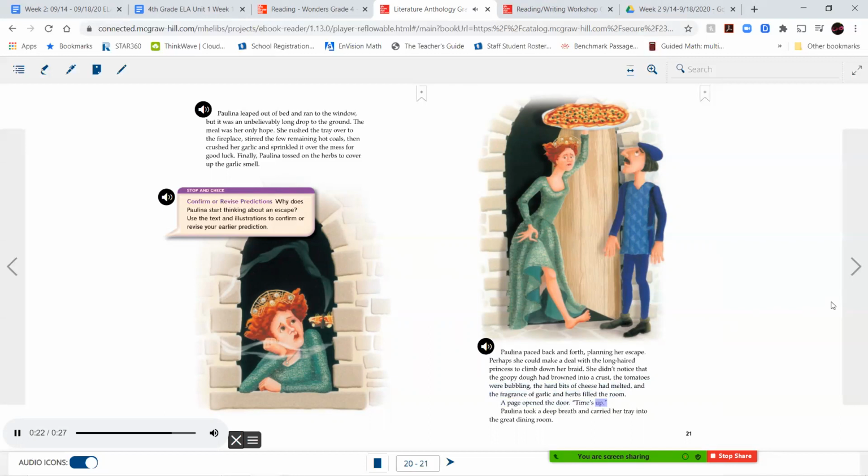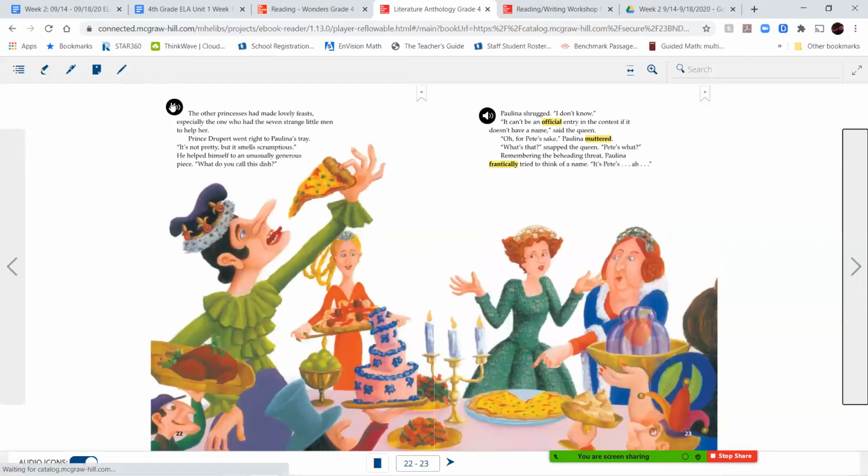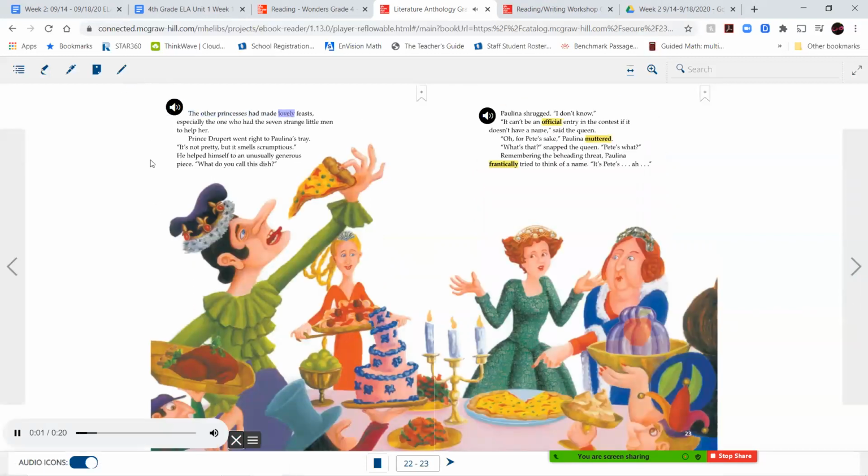"Time's up." Paulina took a deep breath and carried her tray into the great dining room. The other princesses had made lovely feasts, especially the one who had the 7 strange little men to help her. Prince Drupert went right to Paulina's tray. "It's not pretty, but it smells scrumptious." He helped himself to an unusually generous piece. "What do you call this dish?"